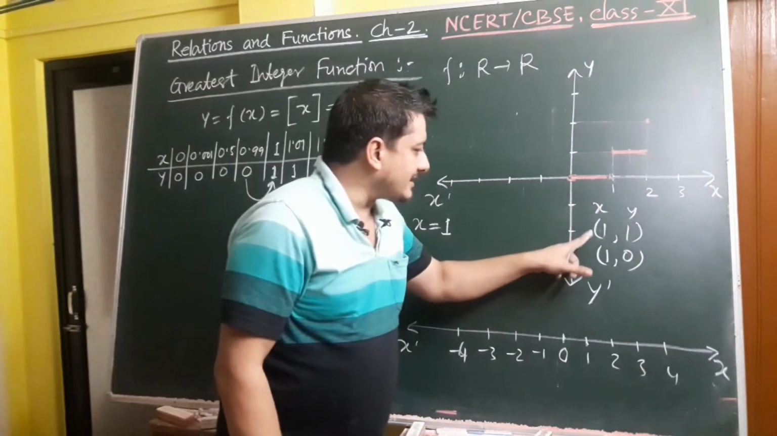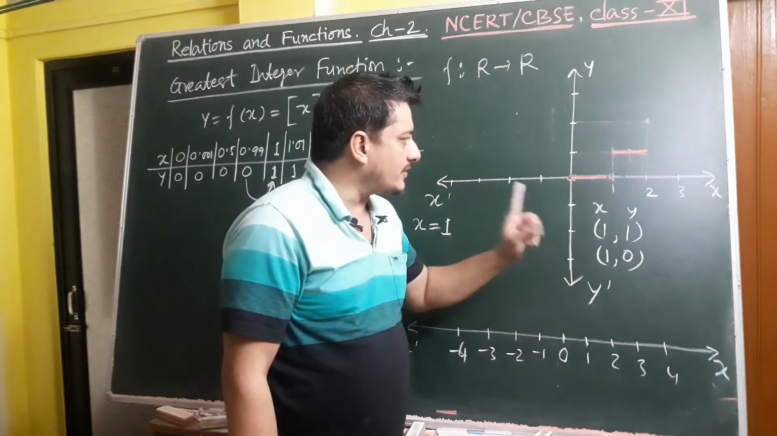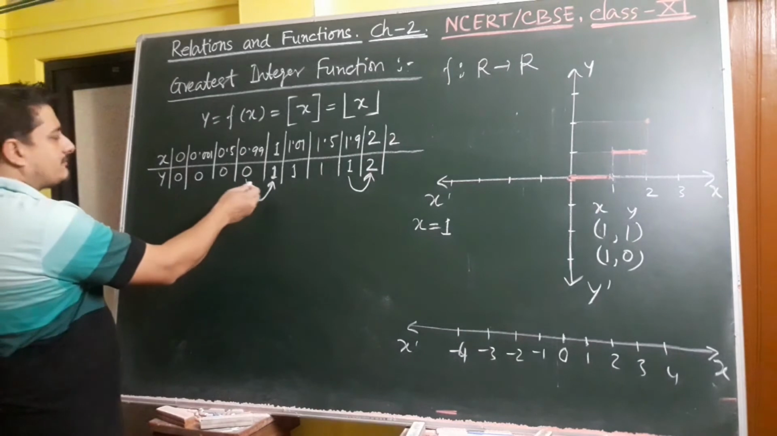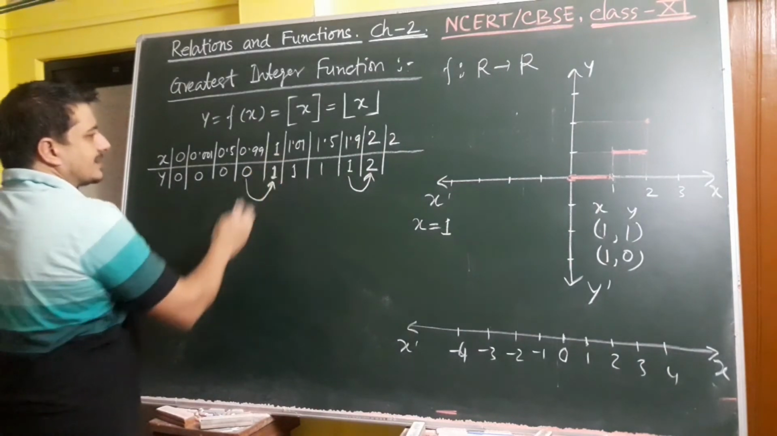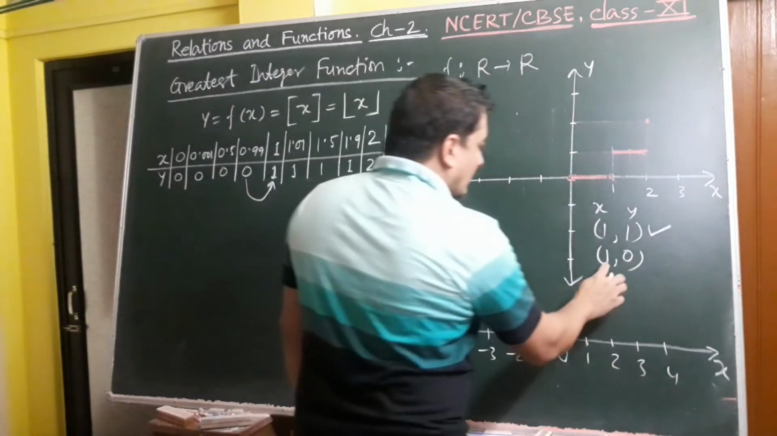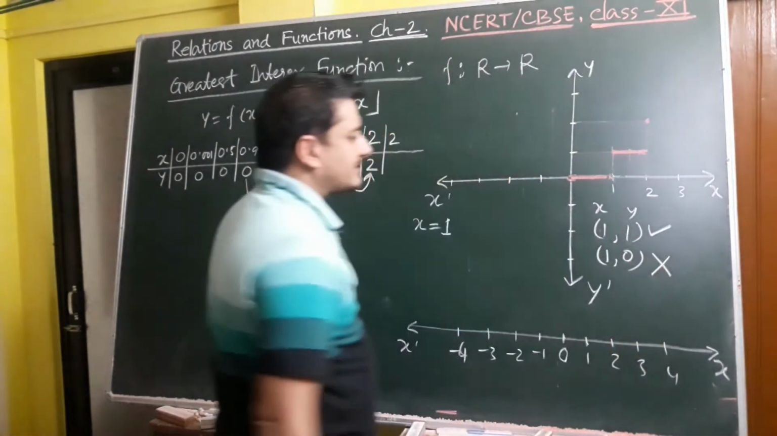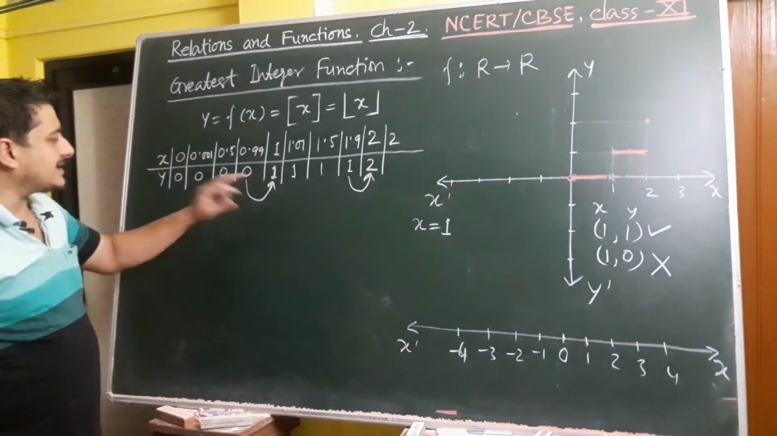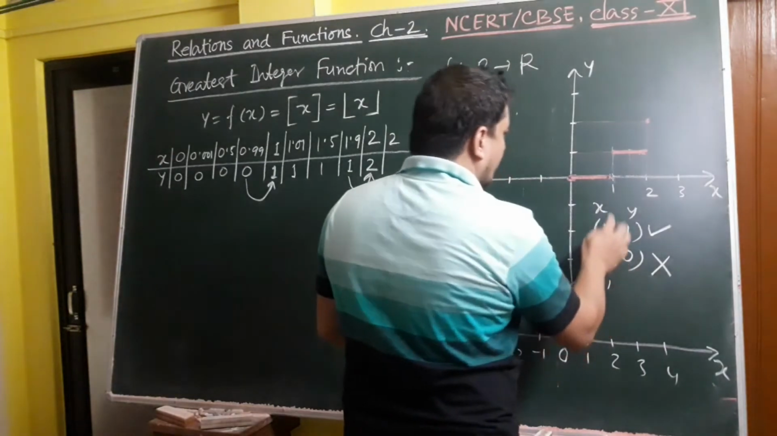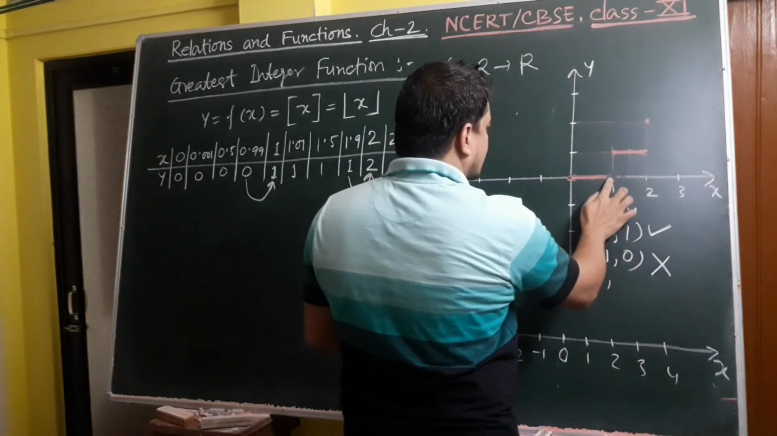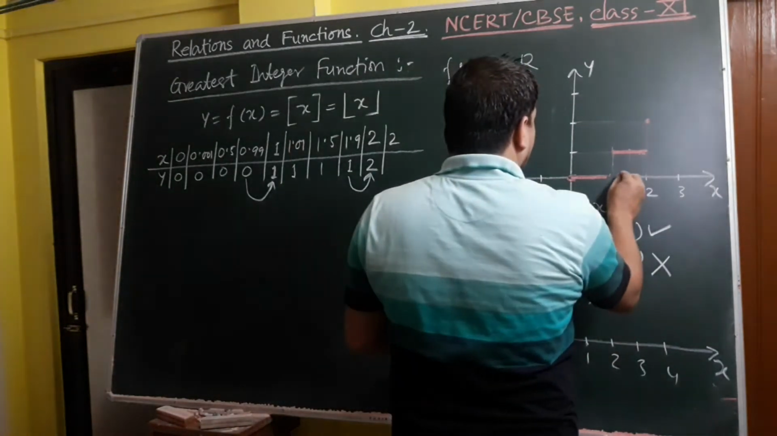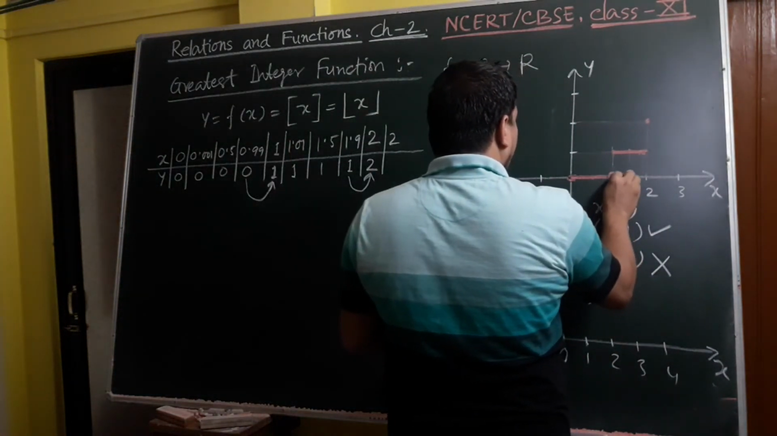Only one point among these two will be a part of the function. Now, in the chart that we have prepared, we know that (1, 1) is a part of the function, and (1, 0) is not a part of the function. So to indicate that the point (1, 0) is not part of the function, we shall show it with the help of a small hollow circle. So like this.